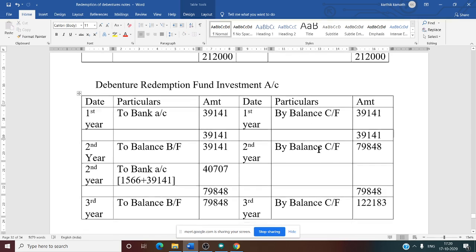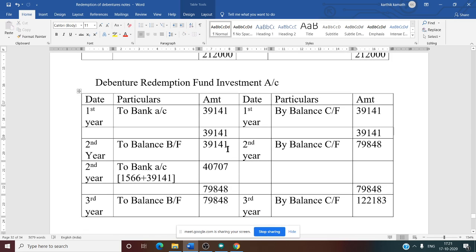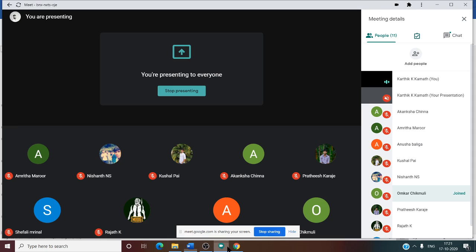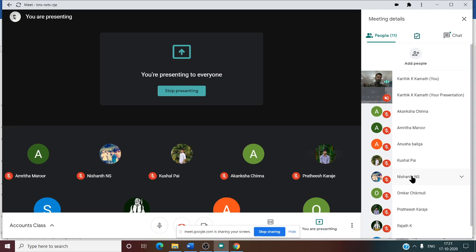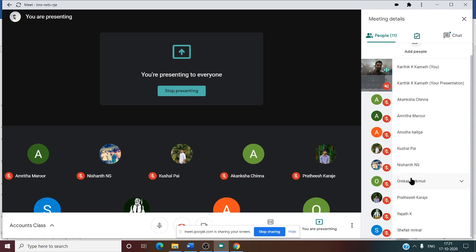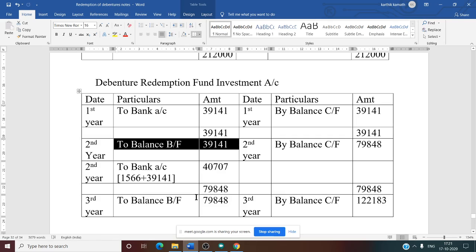Now we are going to come to the second year. Second year, to balance brought forward. So this is again previous year closing balance we have brought forward, 39,141. Now it is very important. In the second year, there is interest as well as P&L appropriation amount.